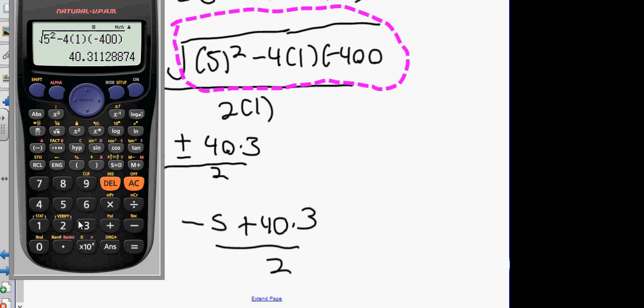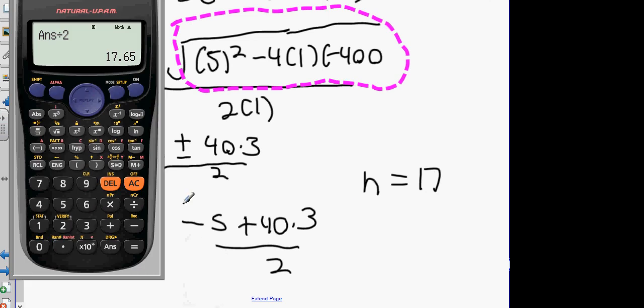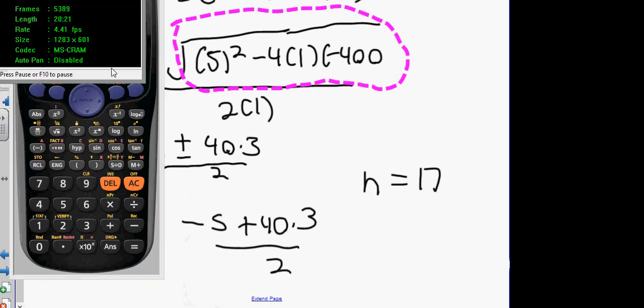So what we get here, it has to be a whole number, so it's going to be minus 5 plus 40.3 divided by 2. So it's going to be the 17th and a 0.6 term. So the answer to this question is n equals 17. When I add up all the way up to T17, that's as close as I can get to 2000, okay? So I'm just going to save the video.